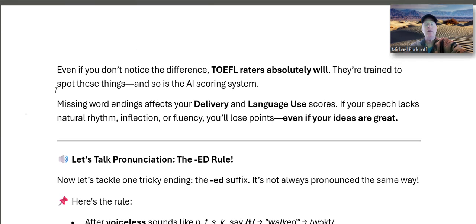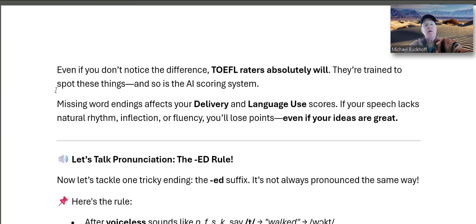Even if you don't notice the difference, TOEFL raters absolutely will. They're trained to spot these things, and so is the AI scoring system. Missing word endings affects your delivery and language use scores. If your speech lacks natural rhythm, inflection, or fluency, you'll lose points, even if your ideas are great.